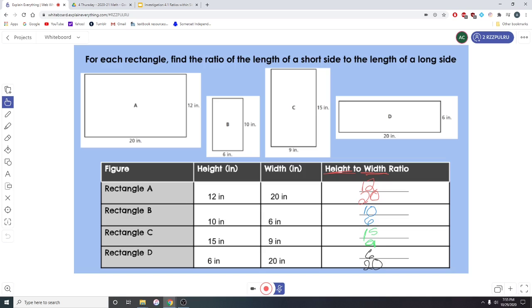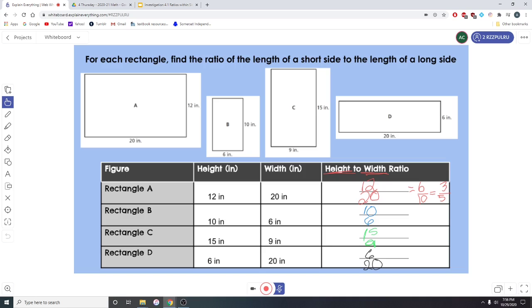So let's first talk about rectangle A. You can reduce 12 over 20 to 6 over 10. But I can still reduce it a little bit more. I can reduce that to 3 over 5.